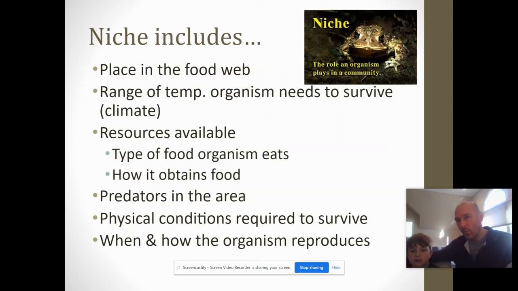Okay. So a niche, which is what we just talked about, is the role an organism plays in its community. It's its place in the food web. It's the range of temperature organisms need to survive, which is its climate. We just talked about that last lesson. Resources available, so the type of food the organism eats and how it obtains that food. It could be a carnivore, an herbivore, or an omnivore.